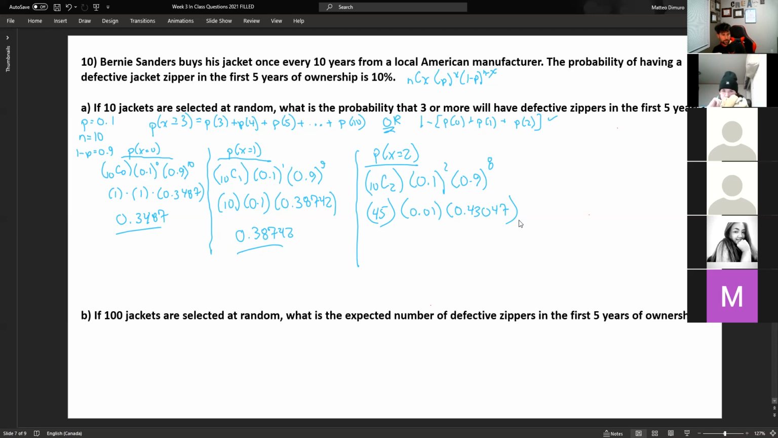Let's give you a moment to type that in on your calculator. When you do, if you're following along, you get 0.1937. Okay. So don't forget that we're not quite done yet because we're using the complement rule. So we need to add these all up.